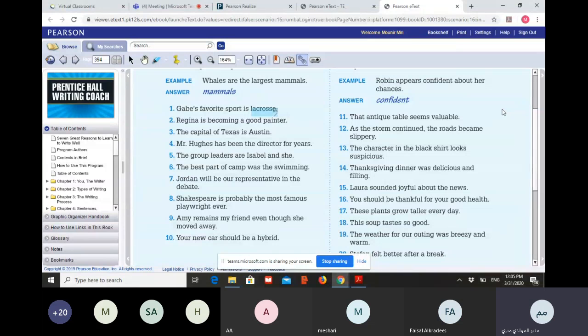"Becoming" is a verb. So where is the predicate noun or pronoun now? Painter. Excellent. Painter.